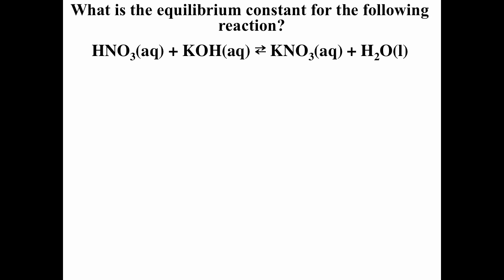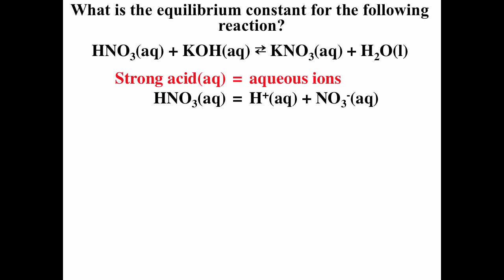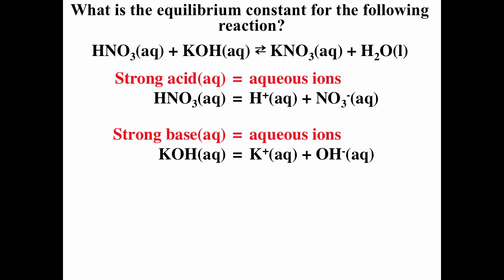And so HNO3 is a strong acid. If you have 1 molar HNO3, it means you have 1 molar hydrogen ions, 1 molar nitrate ions. Strong acids completely dissociate in water, and so nitric acid is just hydrogen ions and nitrate ions. Now we see KOH, that's a strong base, and so strong bases are also completely broken apart. So if you have 1 molar potassium hydroxide, you actually have 1 molar potassium ions, 1 molar hydroxide ions.